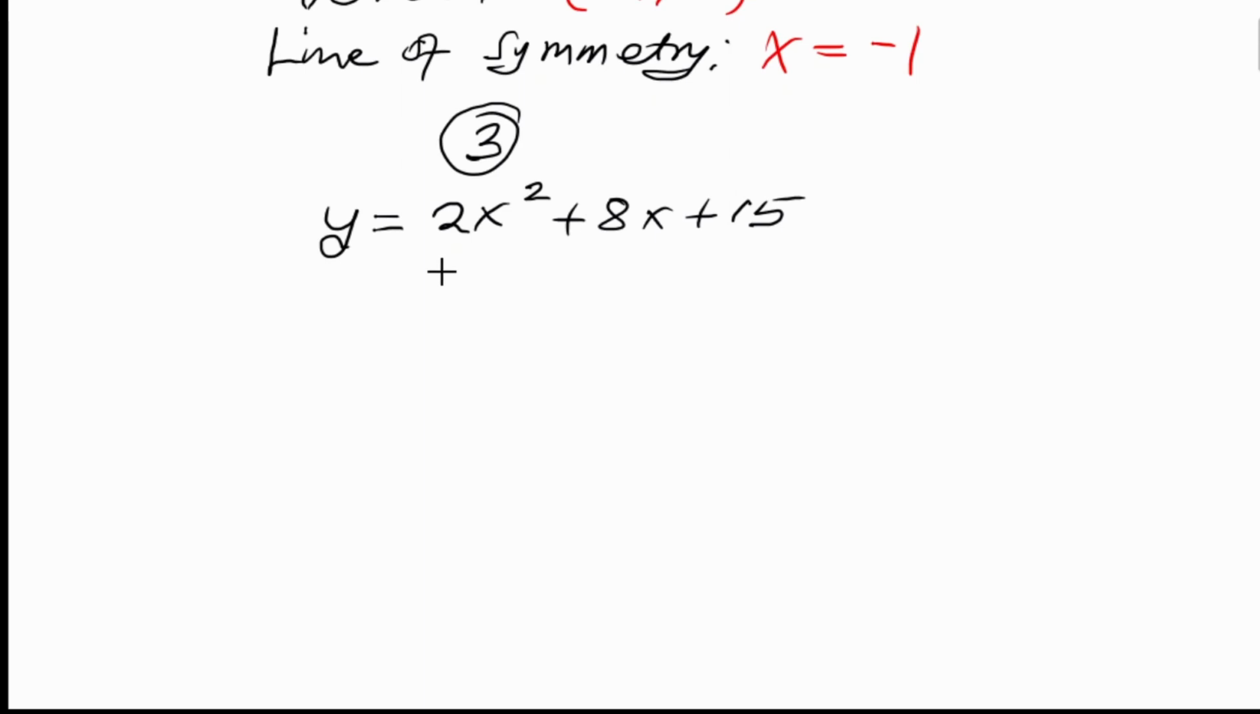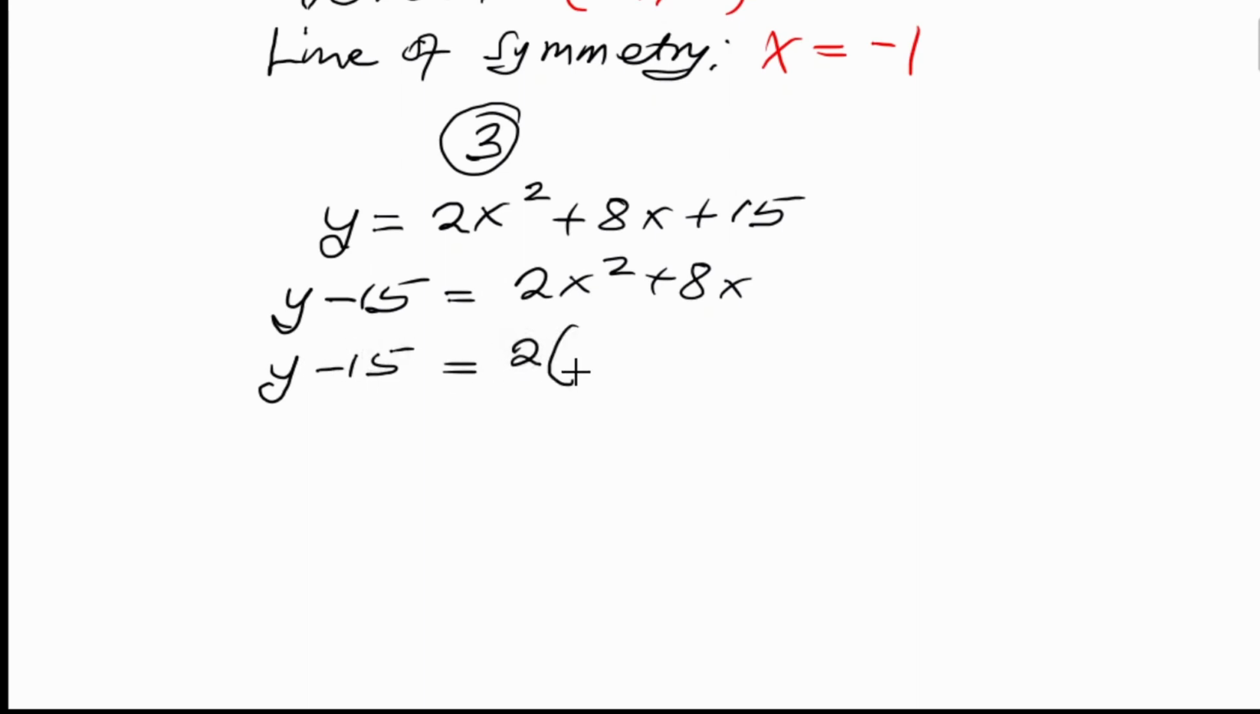So we'll do something that is a bit different from what we did in the first and the second one. Let's start by first moving the constant term to the left side, and that gives us y minus 15 equals 2x squared plus 8x. And before we go ahead to divide this, we have to factor the a out. So whenever the a is not 1, we need to factor the a out before we start solving. And that will give us y minus 15 equals a factored out.